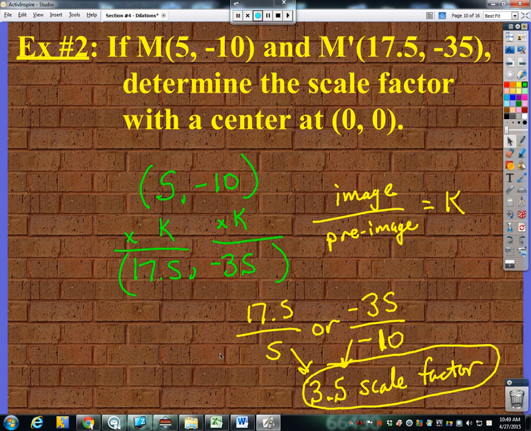So again, if you notice that both, or however many points there are, well, really just 2 points, right? But if you notice that the scale factor is not the same for both, again, that means that the center was not at 0, 0.